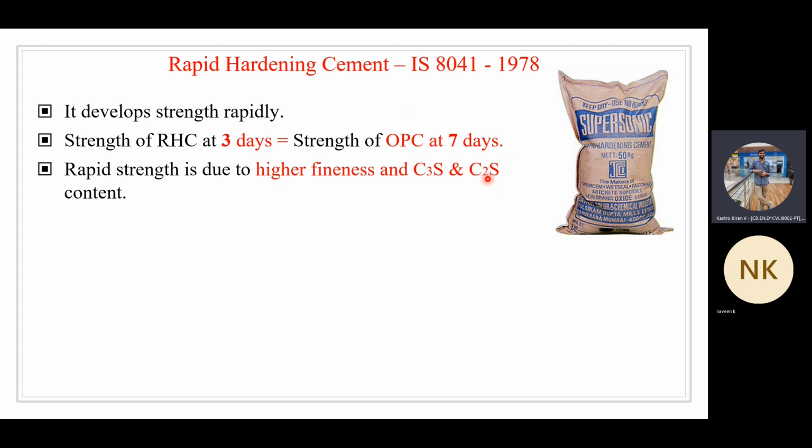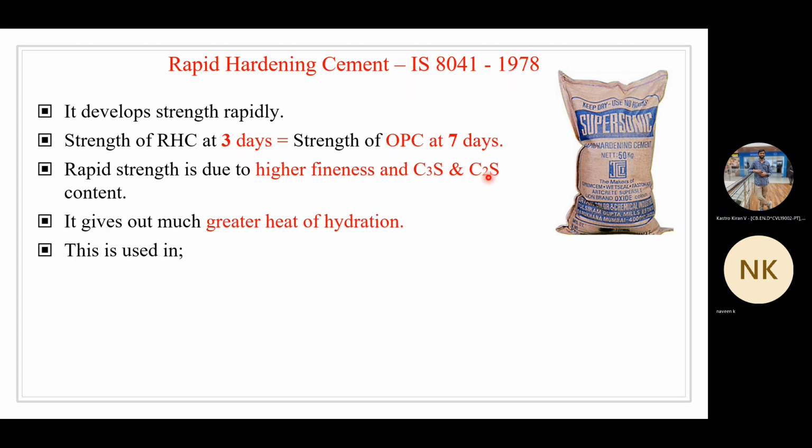What happens with higher amounts of fineness? The higher the fineness of cement, the higher will be the strength, or the more rapid will be the increase in the strength. So how does that rapid rate happen? One is with the fineness of the cement, and the second one is with the C3S and C2S content. So that's something related to the ordinary rapid hardening cement.